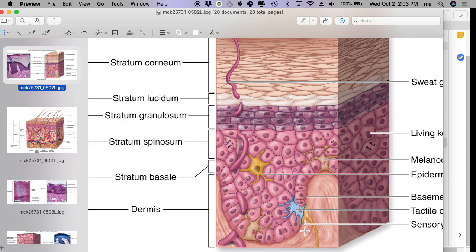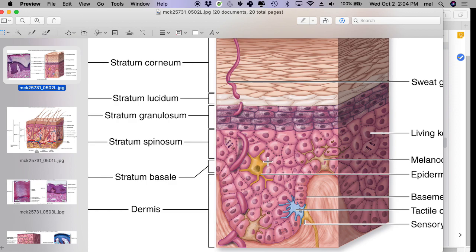And so it's variable in thickness, yeah? But do you see how some of the cells get kind of pointy? That's why it's called the stratum spinosum, as in spiny or prickly. Sometimes they call these prickle cells, okay? And so cell division slows here, but it's still going.